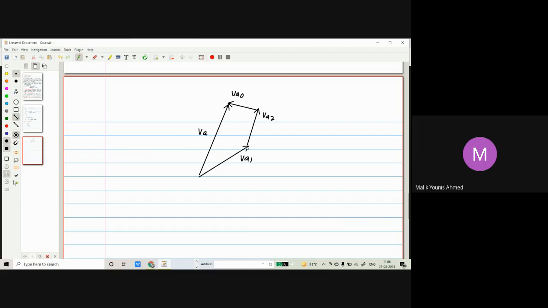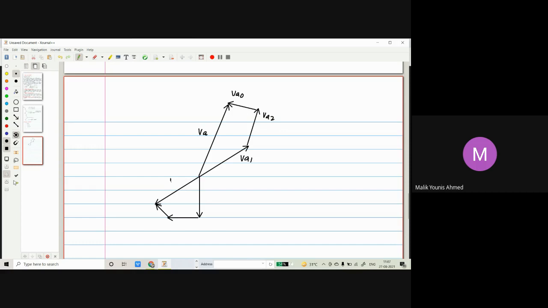Similarly, let me draw for the others also. Now let us say for phase B. Now this is the positive sequence. Okay, fine. Then this is the negative sequence for phase B. Then let's say this is the zero sequence. If we take the resultant of this, the resultant will be VB.